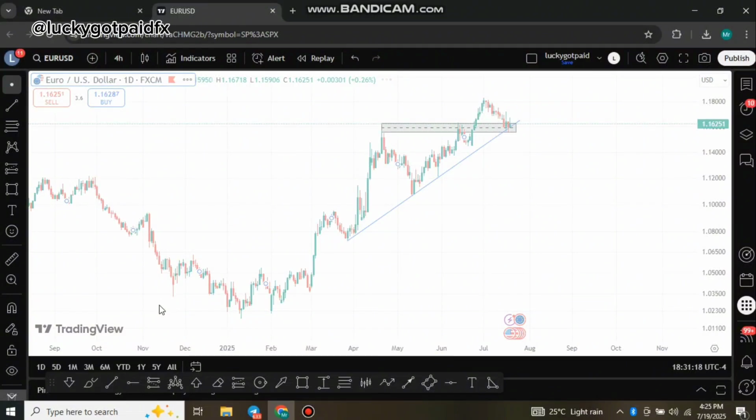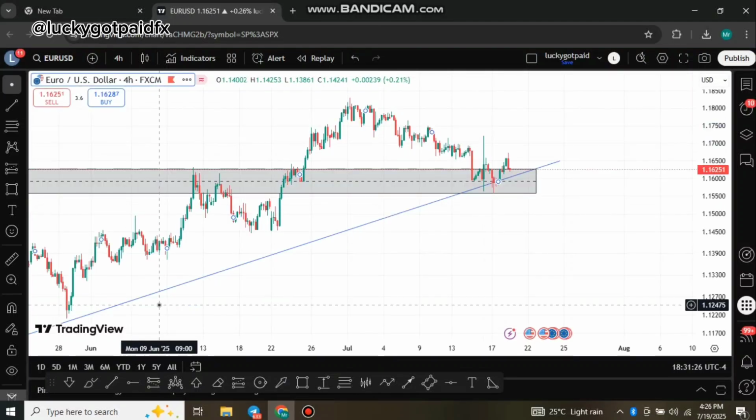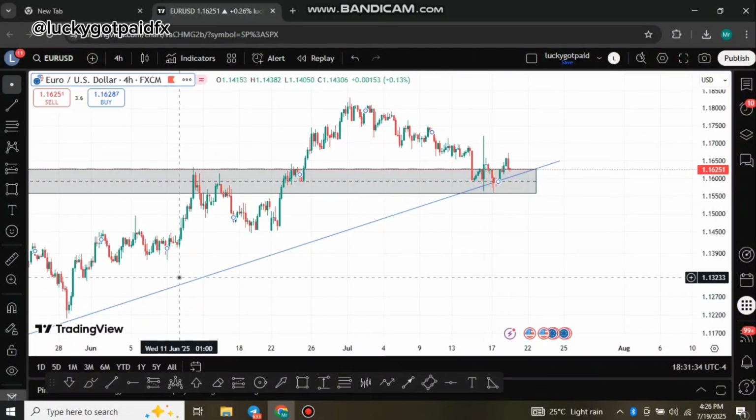4 hours time frame. As you can see, the market is giving us our confirmation. What we need in the market is first touch, second touch and third touch, continuation pattern, then breakouts. You understand?